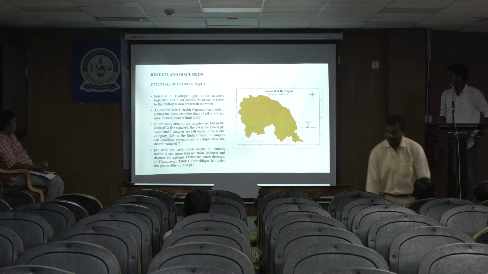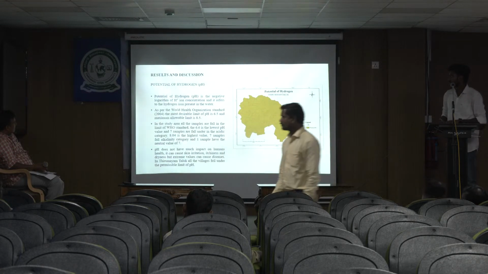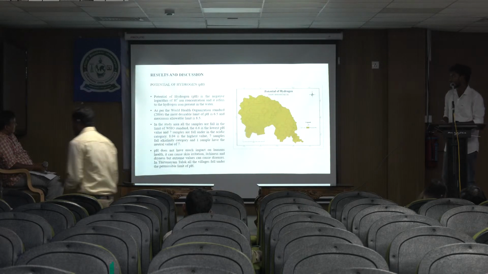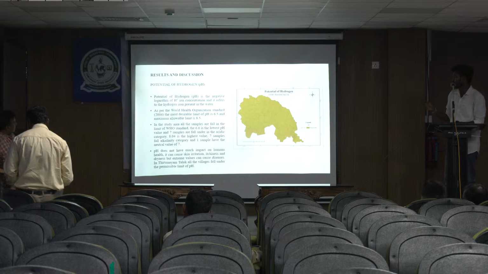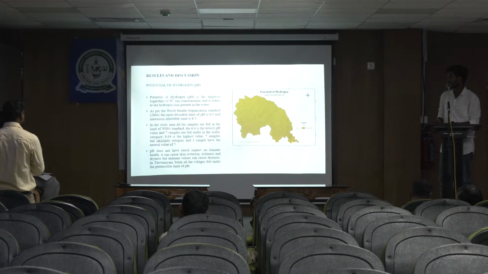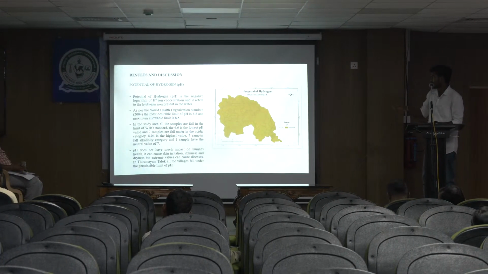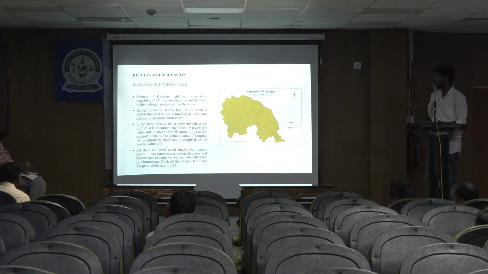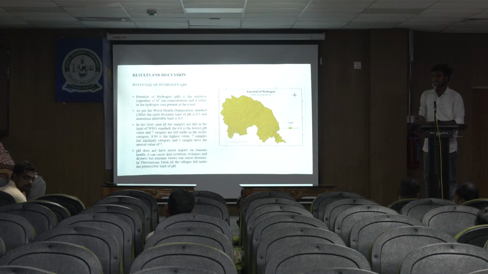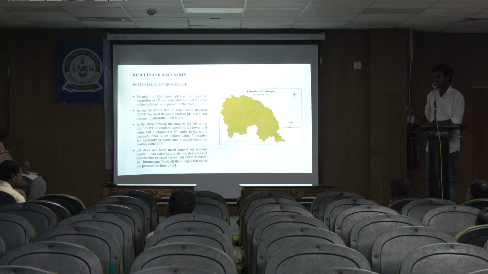Result and discussion. Potential of hydrogen. As per the World Health Organization standard, the most desirable limit of potential of hydrogen is 6.5 and the maximum allowable limit is 8.5. In the study area, all the samples come under the permissible limit of the water quality index.